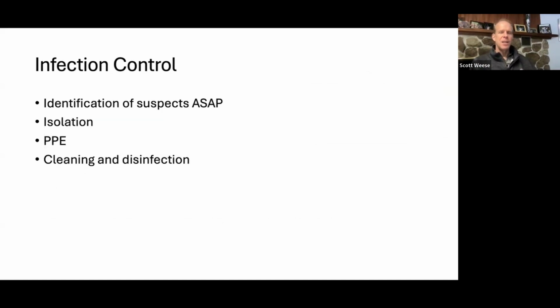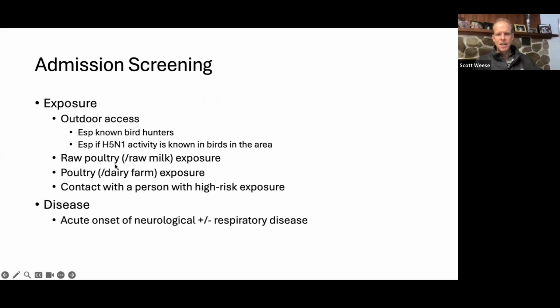And then once we get a little more information, we can spring them out of isolation as opposed to let's toss them in the group room and then say, oh crap, the next day, this cat probably had flu. So identifying suspects as soon as possible, isolating them, which is always a challenge, PPE that I'll come to, and then cleaning and disinfection, which is actually really easy because this virus is easy to kill. So admission screening, I've gone over this a bunch of times already.